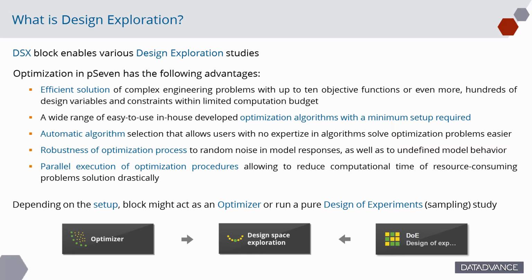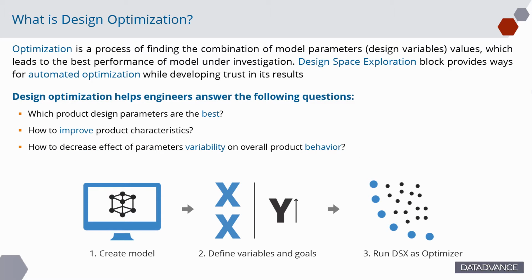DSX solves a variety of design exploration tasks using design of experiments and optimization methods. Depending on the setup, the block might act as an optimizer or run a pure design of experiment study. Optimization is a process of finding the combination of model parameter values which leads to the best performance of the model under investigation. Manual design optimization appeared at the same time as product design itself. The design space exploration block provides ways for automated optimization while developing trust in its results.